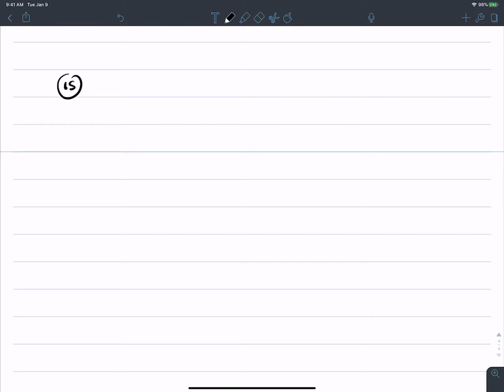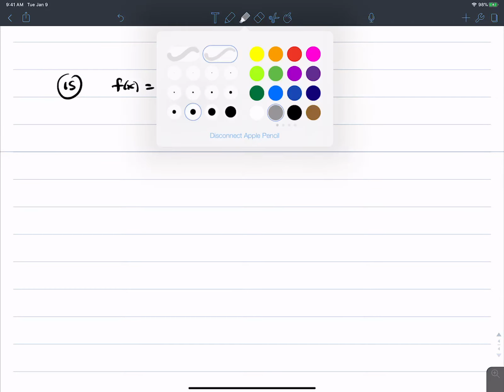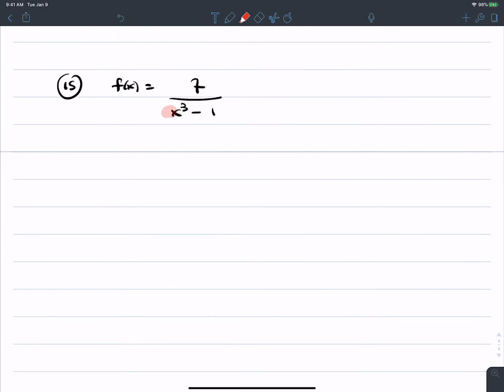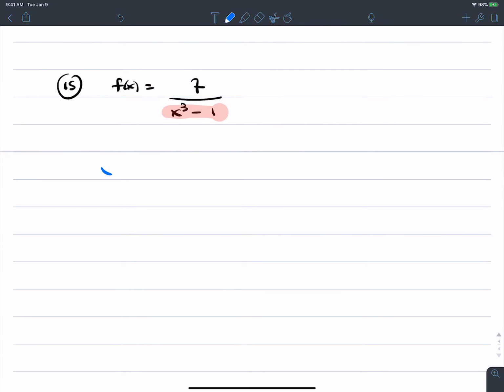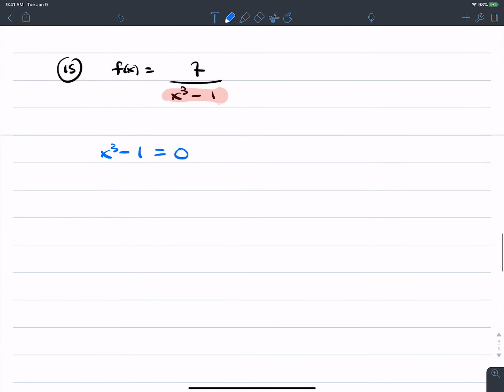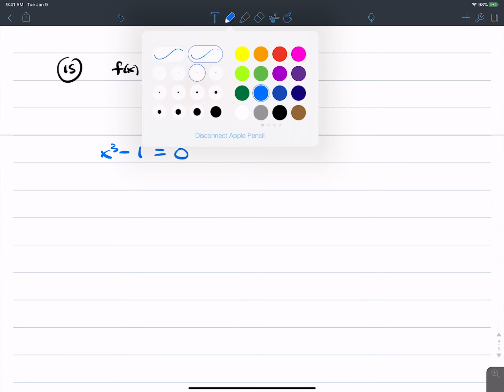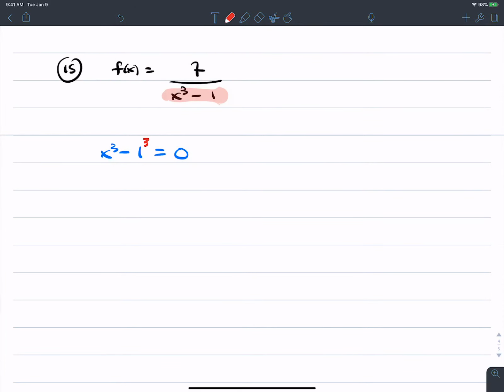Number 15. Seven over x cubed minus 1. Again, we set this denominator equal to 0. So you have x cubed minus 1 is 0. And again, when you factor, this is a difference of perfect cubes, because 1 can be thought of as 1 cubed. So we're going to factor that denominator.